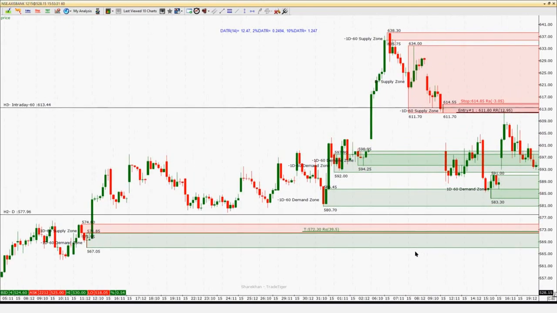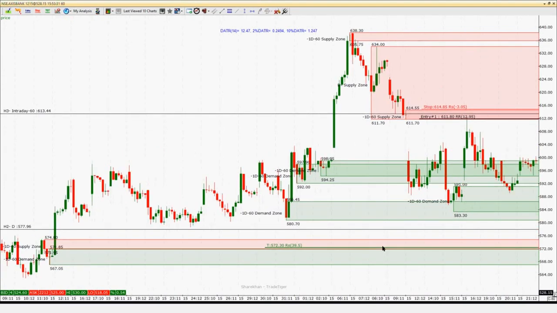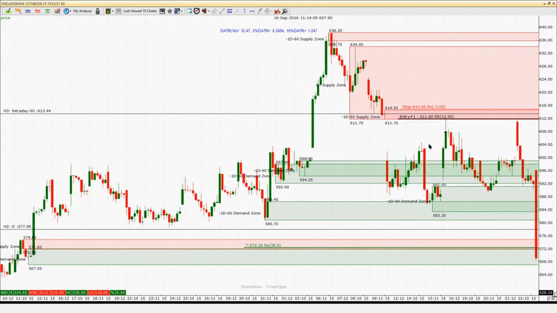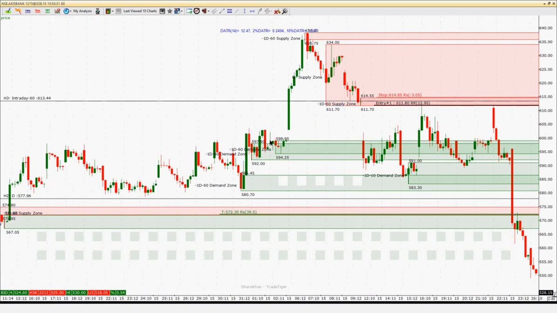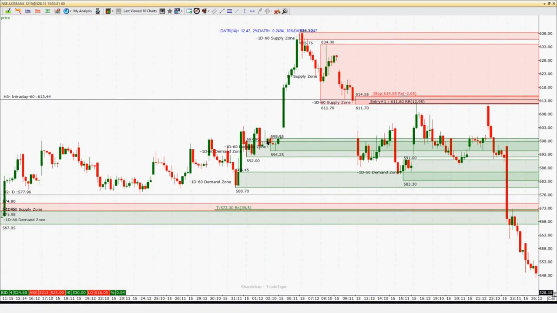Now there was again an opposite source of engulf forming here. So that gave another bounce, and ultimately what happened? Look at this. 1, 2, 3, 4, 5, and 6. 6 trading sessions. My target was 13:1 close to that.